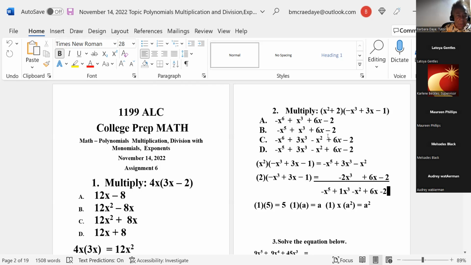Okay, see if I'm correct here. She must have missed something. Maureen says B. I agree with her. D has a 3x, and B has a 1x. I had x to the third, we can use the 1x to signify it. Every time we don't have the 1 there. I don't know what she's getting.